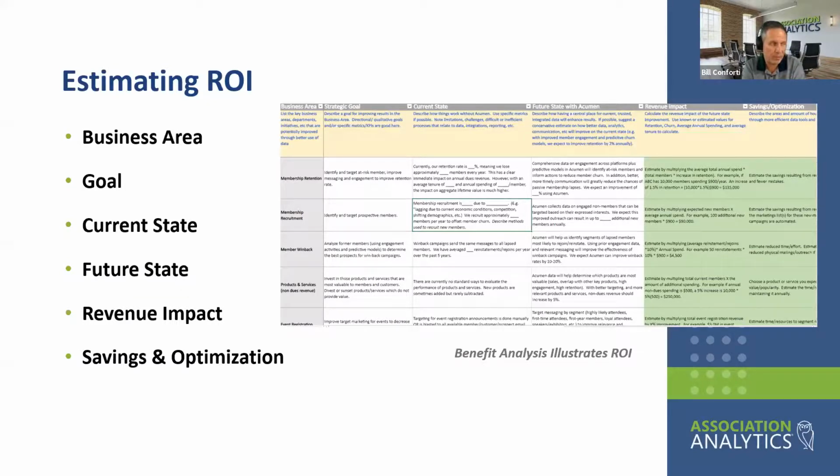So we have a column called business area, and that's really the area that you're focused on, right? So it might be membership retention, it might be acquisition, it might be event attendance. So it's that particular area of your business. Maybe it's advocacy, maybe it's communications, your publications. It could be a lot of different things, but what is that thing that you want to improve? Simple enough. Next, we want to be deliberate about establishing a strategic goal around that area, right?